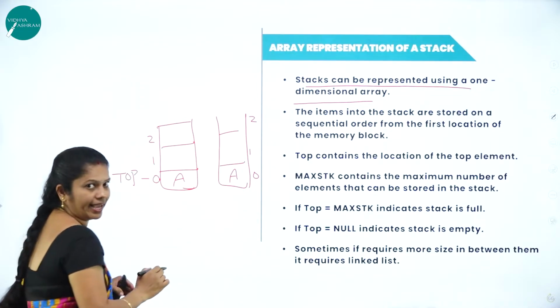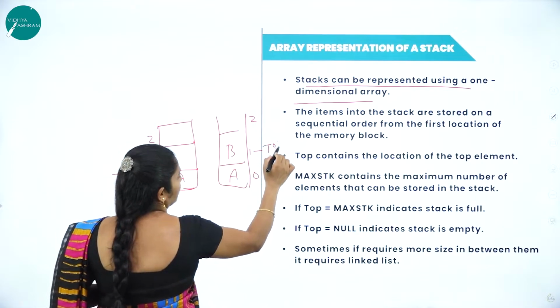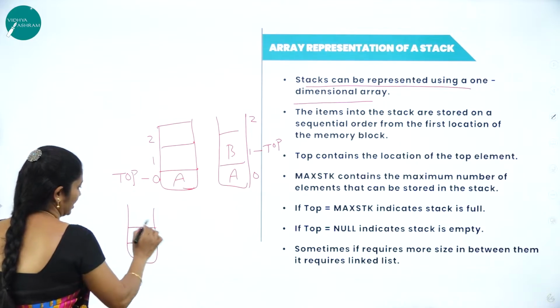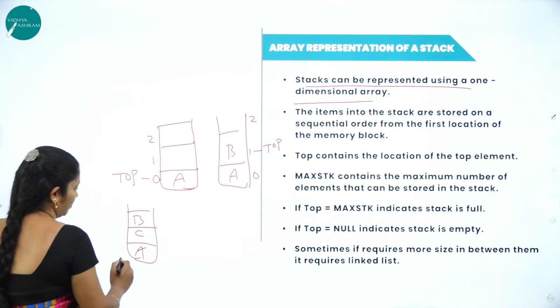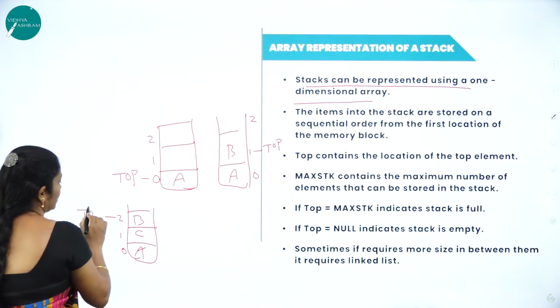First, I already inserted A. If I want to insert one more item, B, it will be inserted at position 1. Now that is the top. For example, if I want to insert one more element here, A, B, C or A, C, B, the positions are 0, 1, 2. Now this represents the top.